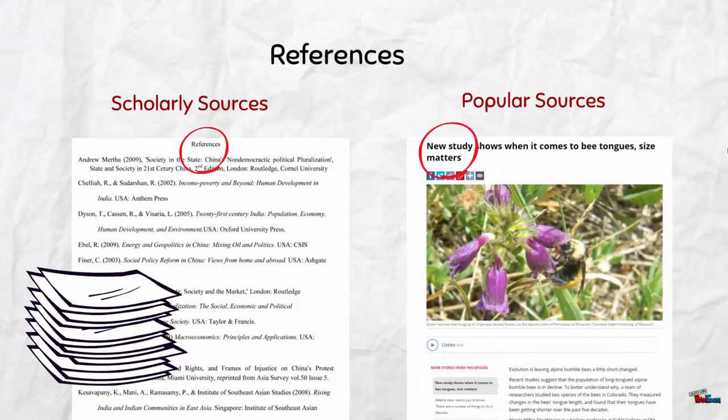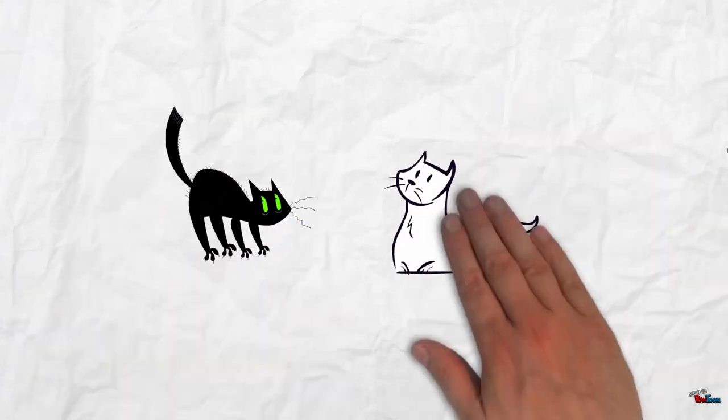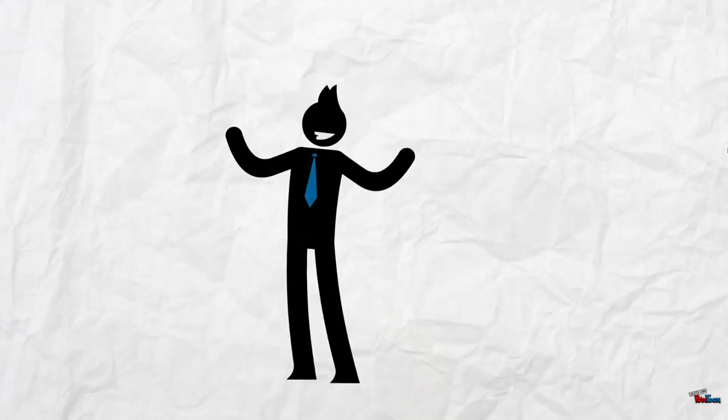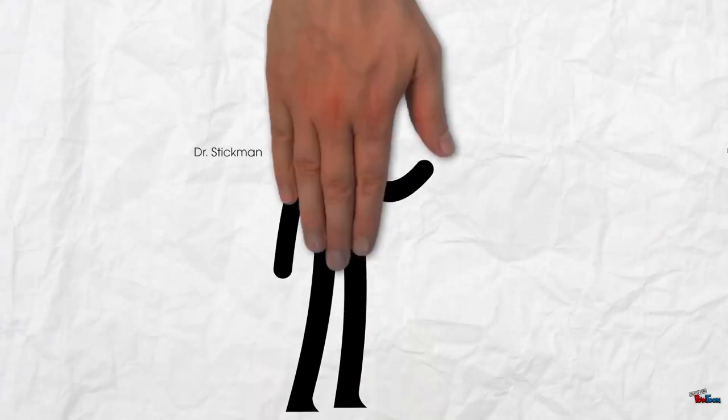Although it's not always black and white, these are some good tips to keep in mind when you're looking for scholarly sources. If you're still not sure, you can always check with your professor.